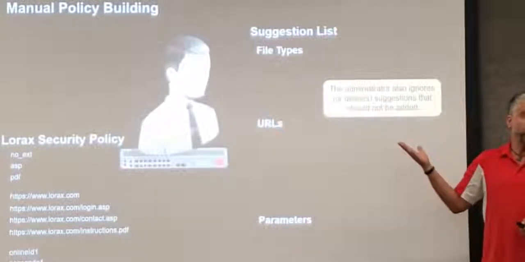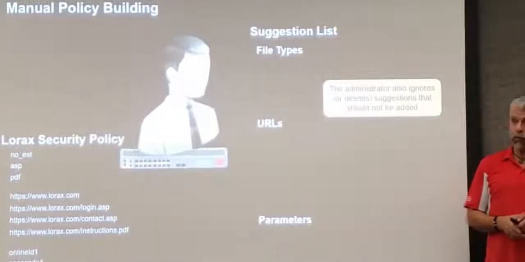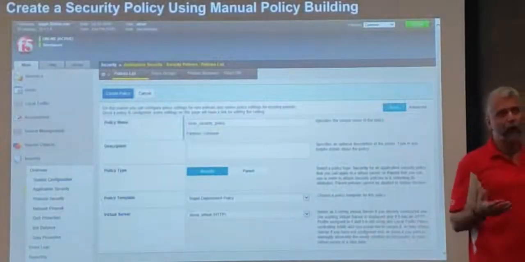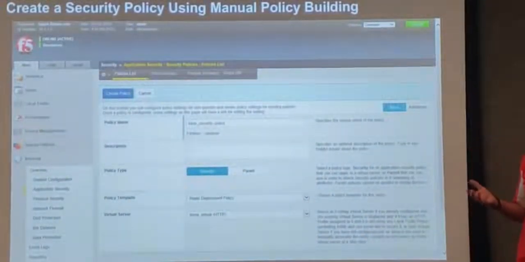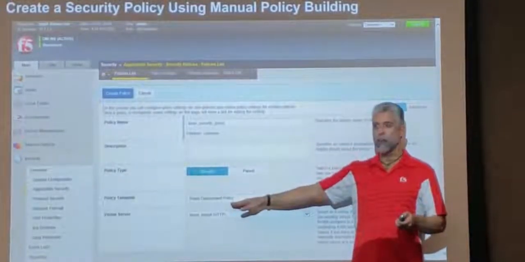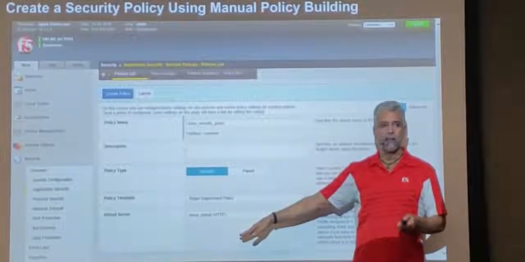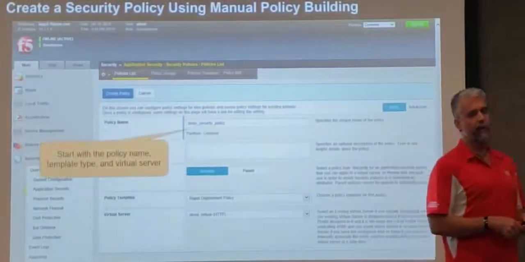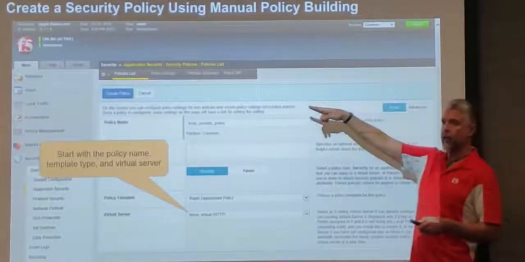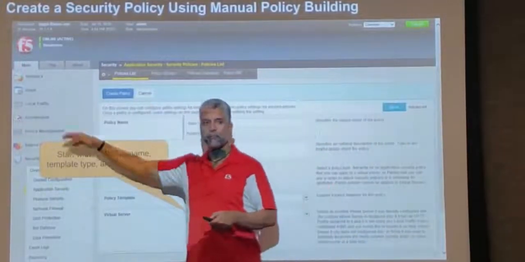So again, this is really what you just did in your last exercise. You were using manual policy building. And that's because of how you built your policy to begin with. When you built your policy, you gave it a name, you gave it a type, rapid deployment, and selected the correct virtual server, and then you just clicked on create. You didn't do anything else.